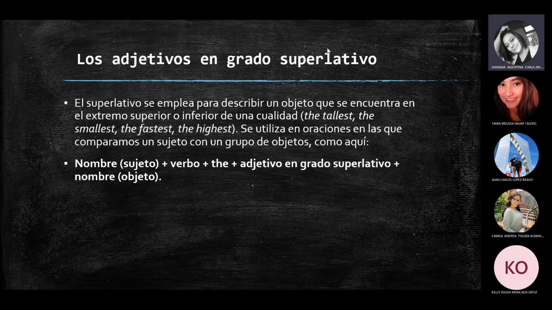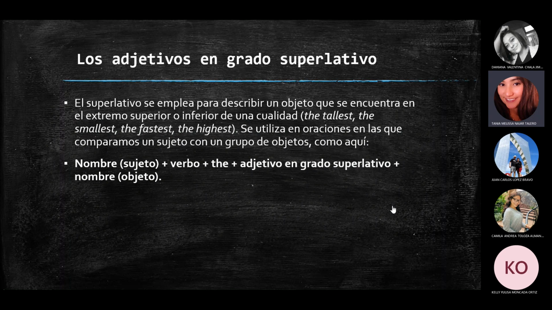No, it's clear. Okay, perfect. Let's continue. Now the adjectives in the superlative. Here in the definition, we have the superlative to describe an object that is amazing, like I told you. So here we have some examples: tallest, smallest, fattest, highest.